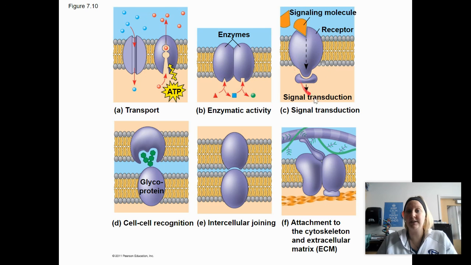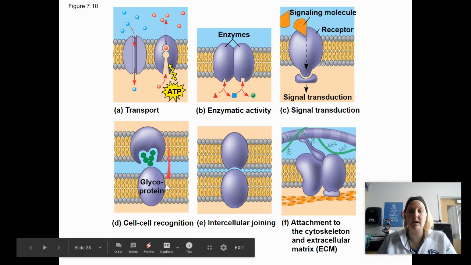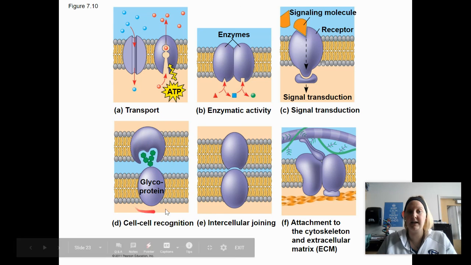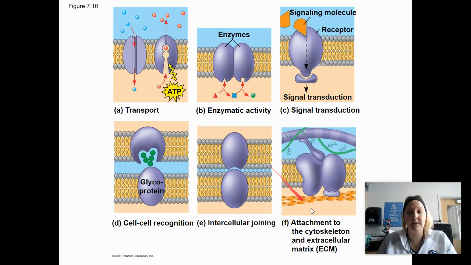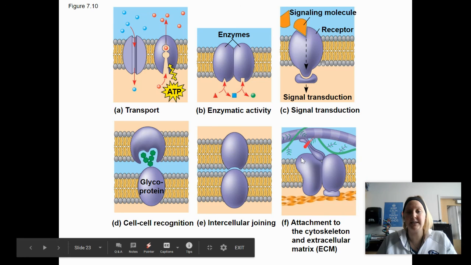Signal transduction takes in a signal from another cell and sends that message into the cell. Cell-to-cell recognition: this could be a skin cell coming in contact with a muscle cell, just saying like, hi, I'm a skin cell. Intercellular joining happens in cells that need to be tightly packed together. And then we also have that attachment to the cytoskeleton or extracellular matrix.